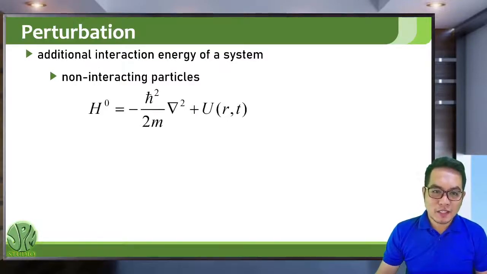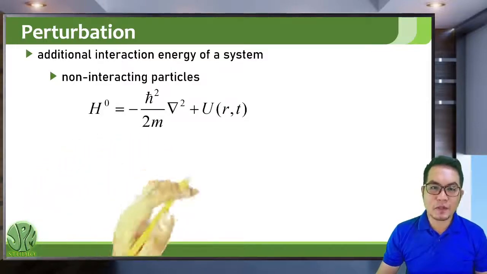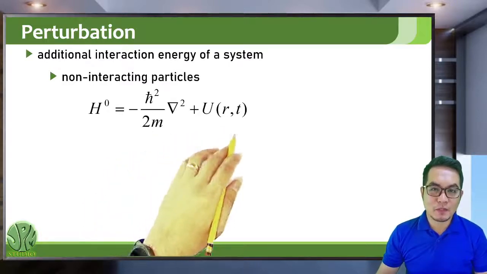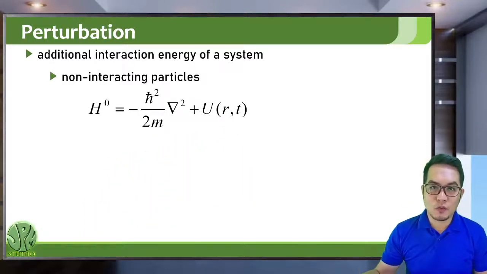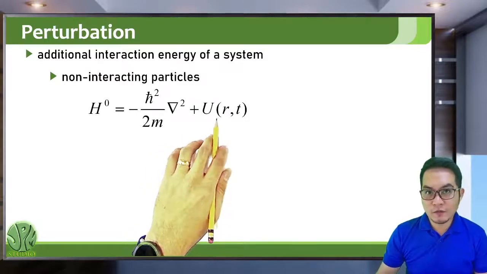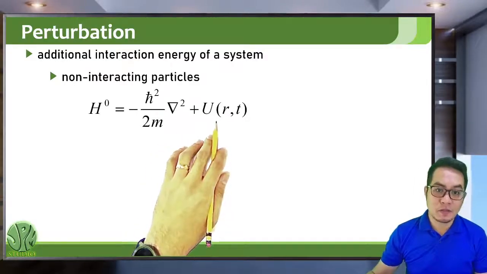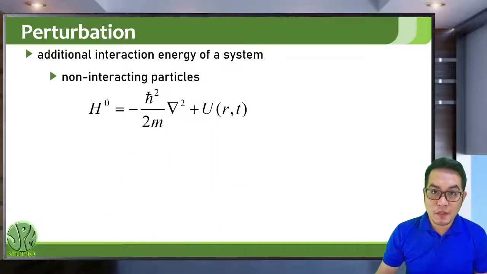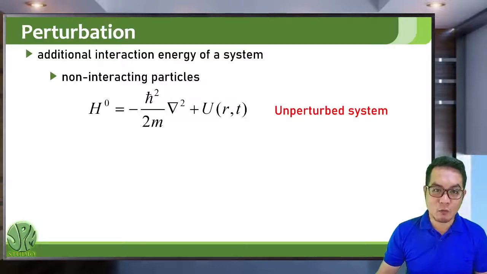So if they are not interacting, this is the Hamiltonian of the system, the kinetic energy plus the potential energy, where usually this is where the particles are trapped. It can be an infinite square well potential energy, harmonic oscillator potential energy, or the delta function potential energy. So we call this the unperturbed system. This is the ideal system. We know the solutions. We know the wave functions and the energy for particles trapped in these unperturbed systems.